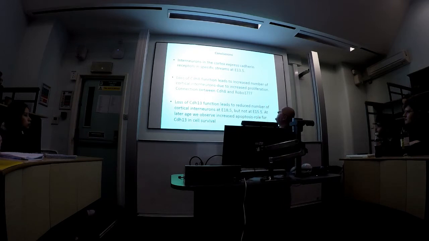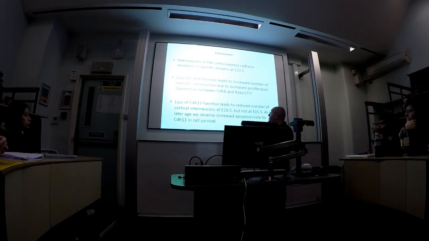So the conclusion of this part is that interneurons seem to express cadherins in specific streams at early stages, which is when we carried out the microarray study, and that loss of function, particularly of cadherin 8, leads to an increased number of cortical interneurons. So we were interested in whether there's a connection between cadherin 8 and robo. We know robo 1 has been shown to interact with other cadherins, but we'd be interested to see how it interacts with cadherin 8.